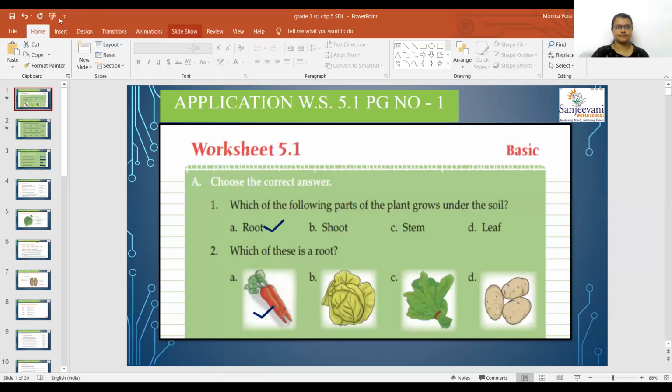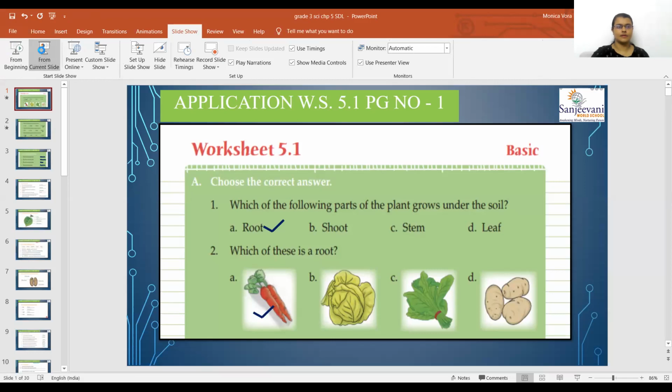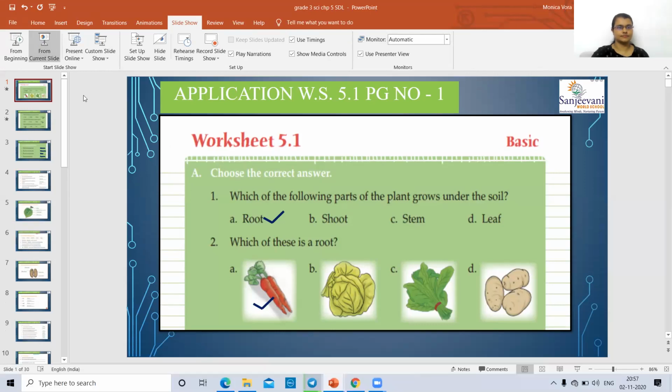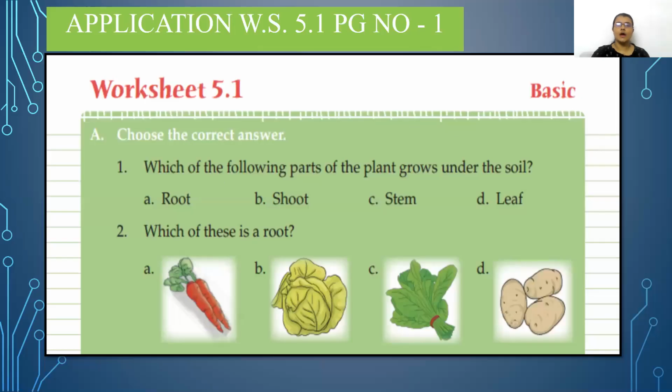I'll just share my screen with you. Okay, application worksheet 5.1, page number 1. Choose the correct answer. Which of the following parts of the plant grows under the soil? So the correct answer is root. B1. Second one, which of these is a root?